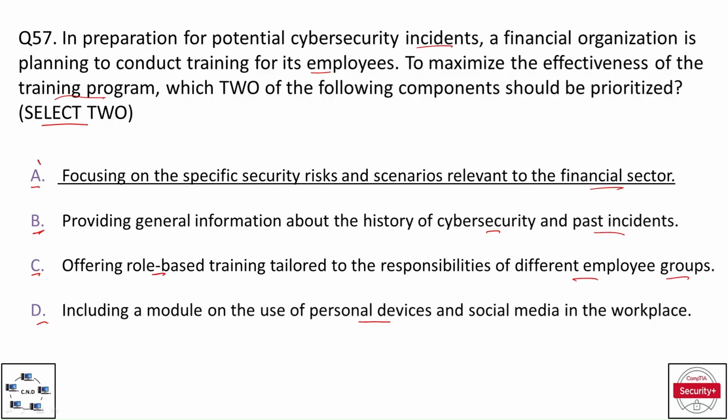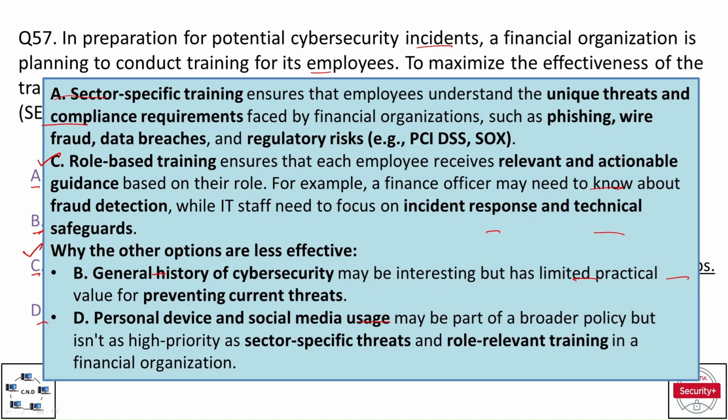option A, focusing on the specific security risks and scenarios relevant to the financial sector, and option C, offering role based training tailored to the responsibilities of different employee groups. And the explanation is, option A, sector specific training ensures that employees understand the unique threats and compliance requirements faced by financial organizations such as phishing, wire fraud, data breaches, and regulatory risks. For example, PCI DSS and SOX.